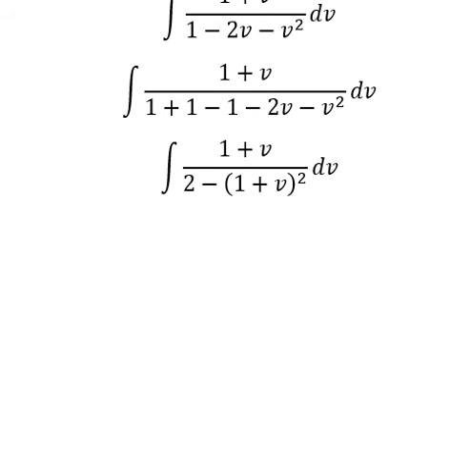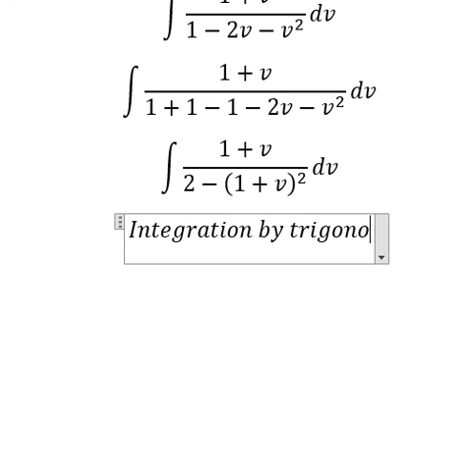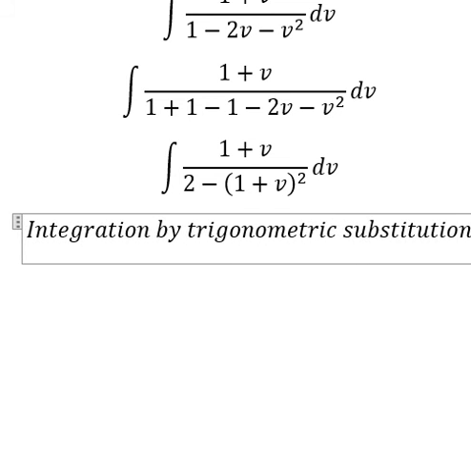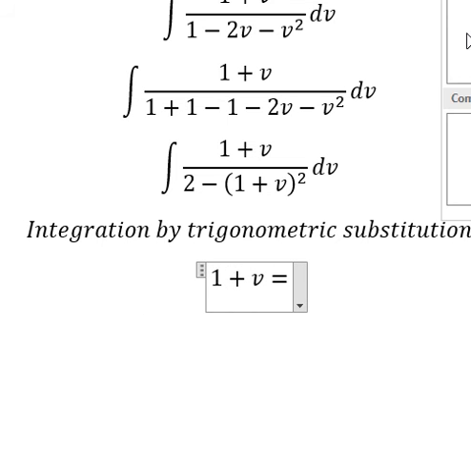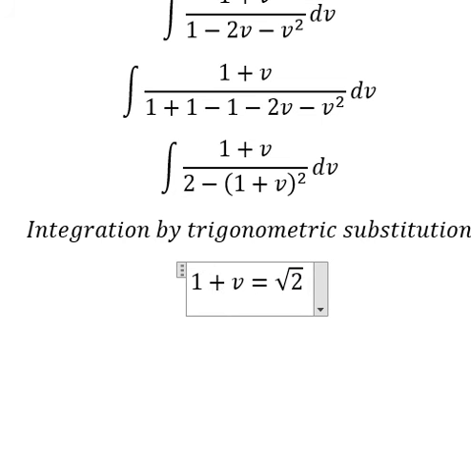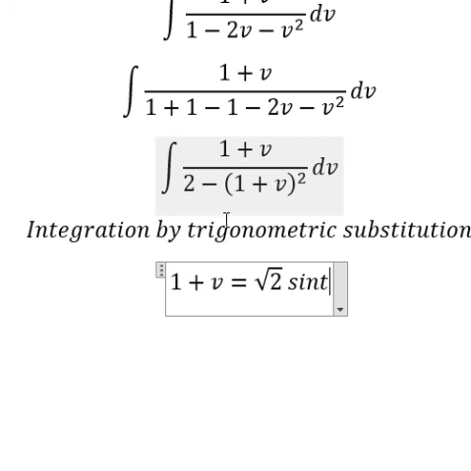So I will use integration by trigonometric substitution. So about 1 plus v, I will put the square root of number 2 sine t, because if we put this one in here, we have number 2 and number 2. We can do factorization. 2 minus 2 sine t squared: 1 minus sine t squared we change for cosine t squared, and later we simplify by dv.